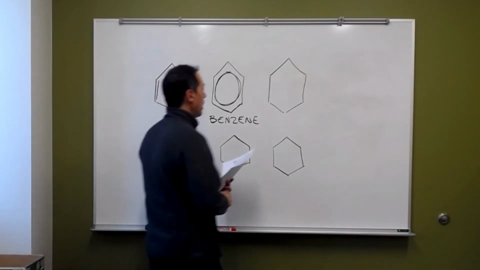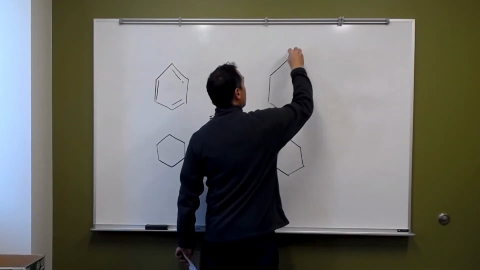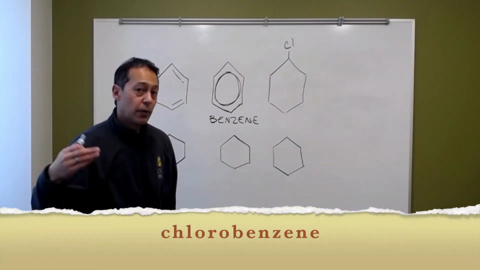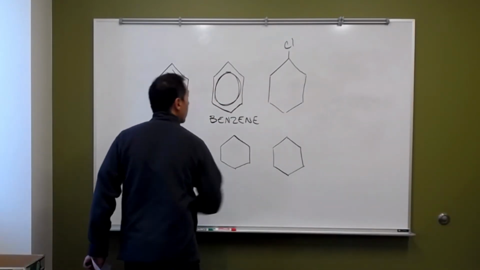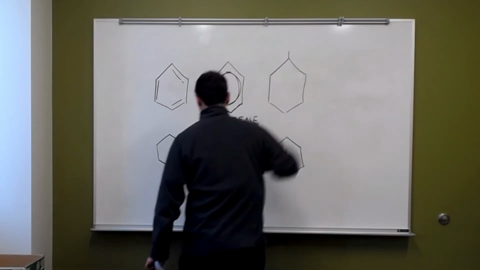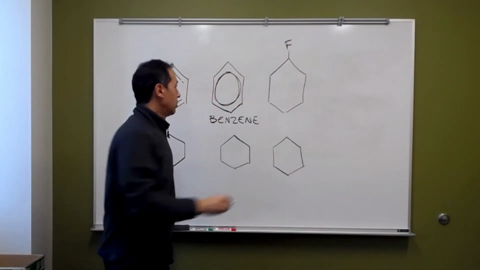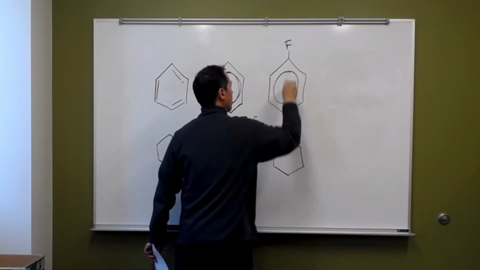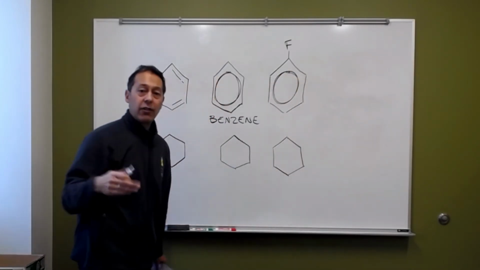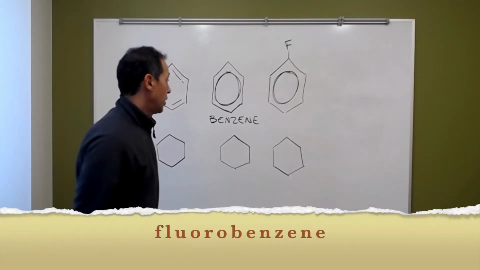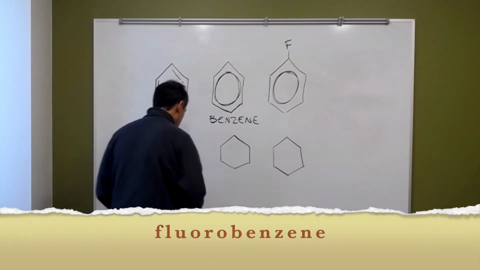Like if we were to have a chlorine atom on here like this, it becomes chlorobenzene, okay? Or if we have a fluorine atom on here like this, then it becomes, I should go like this, okay, like this. All right, if we have a fluorine group on there, it becomes fluorobenzene, okay? So just different types of benzene.